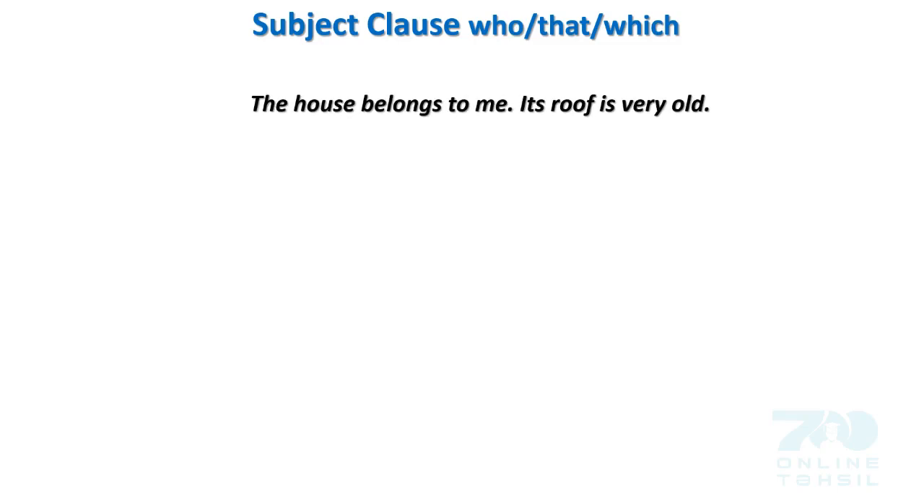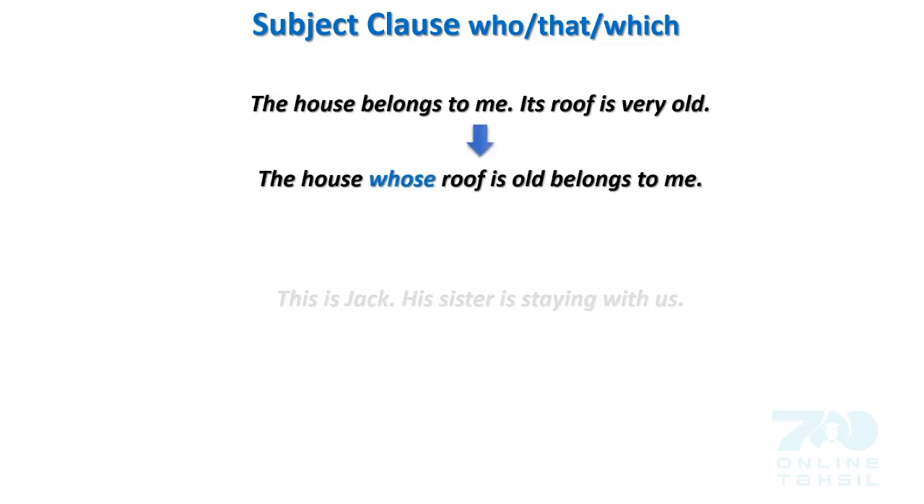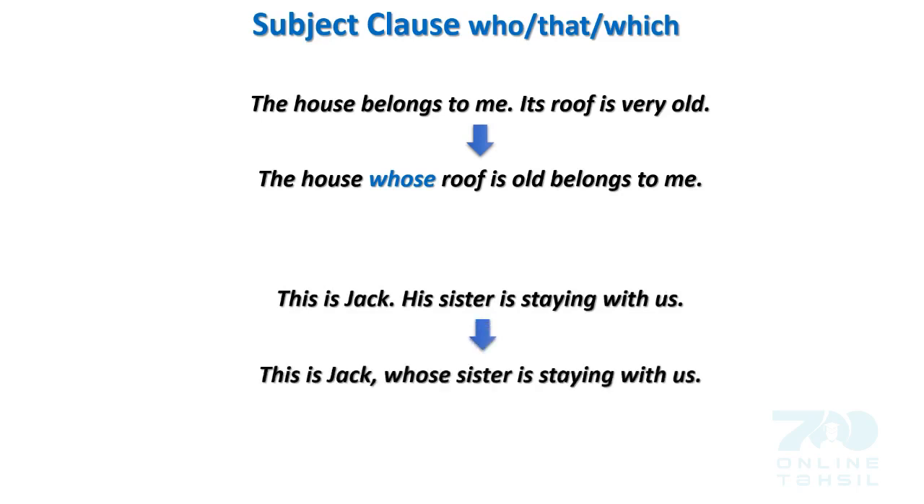Her house belongs to me. Its roof is very old. The house whose roof is old belongs to me. This is Jack. His sister is staying with us. This is Jack, whose sister is staying with us.